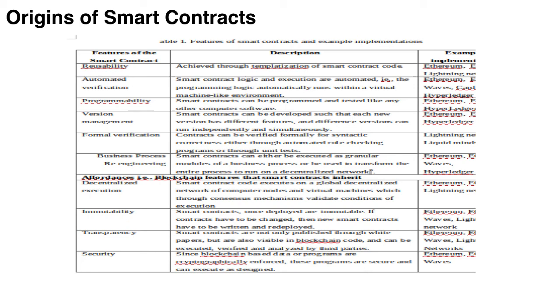The different features of smart contracts like reusability, automated verification, programmability, version management, formal verification, business process reengineering, and different types of smart contracts like Ethereum, Waves, Corda, Hyperledger, Lightning Network, and so on and so forth support several of these features. Some of these features are directly inherited from the blockchain. For example, decentralized execution, immutability of transactions, transparency of transactions, security of transactions, etc., are directly derived from the blockchains. But smart contracts themselves provide a set of features that are useful to smart contract creators.